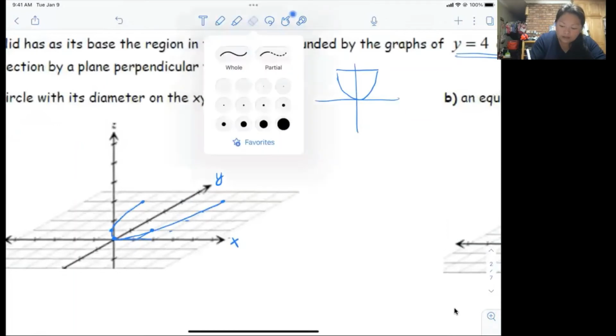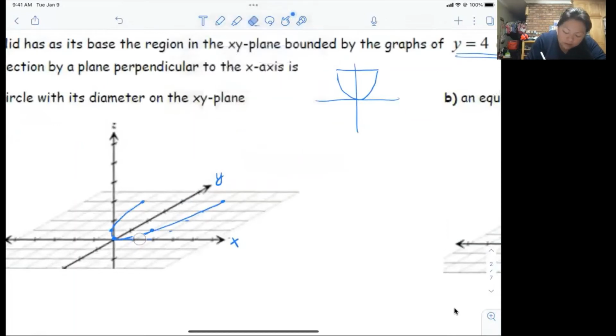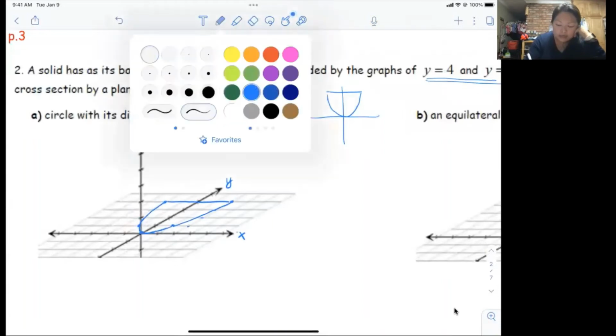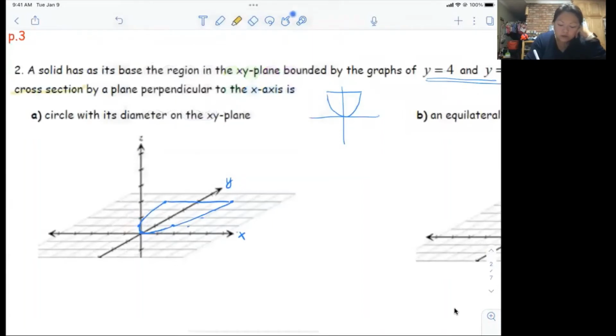Okay, and then I'll erase what I don't need. And then don't forget your y equals 4. So that's the boundary of my function. Okay, now perpendicular to the x-axis. So if you continue reading, cross sections are perpendicular to the x-axis, right? So cross sections are perpendicular to the x-axis. Therefore, it's a dx problem.